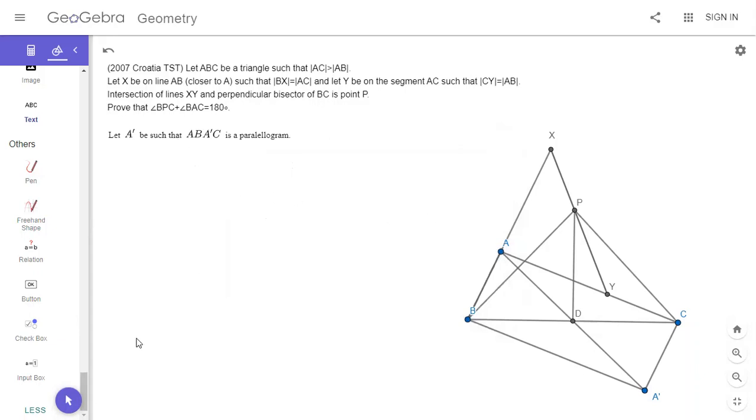So then, actually we weren't given that A, D and A prime are collinear, but that follows.